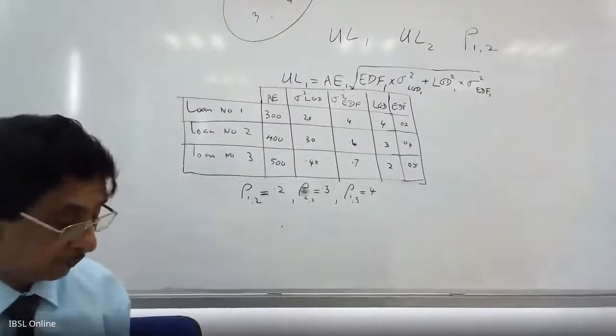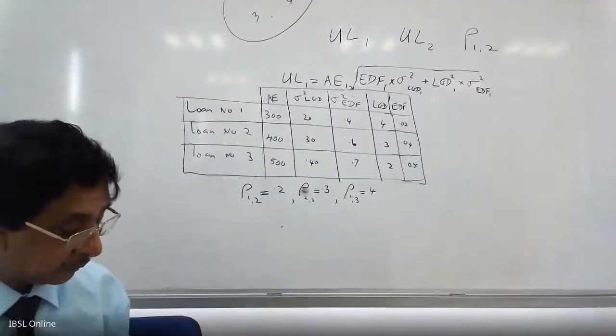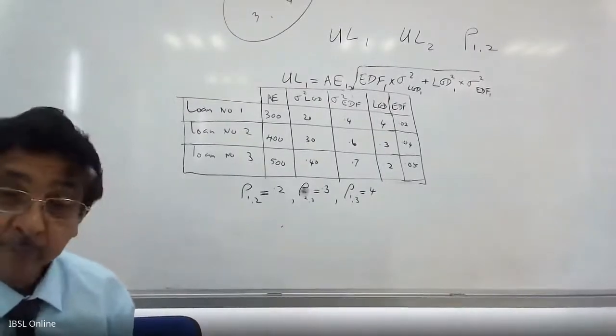Anyone who got the value for unexpected loss of loan number 1?